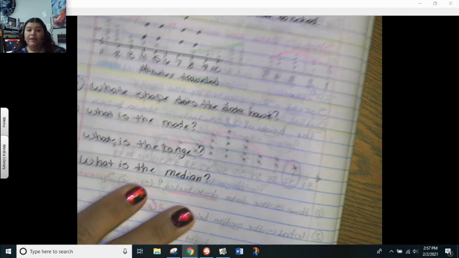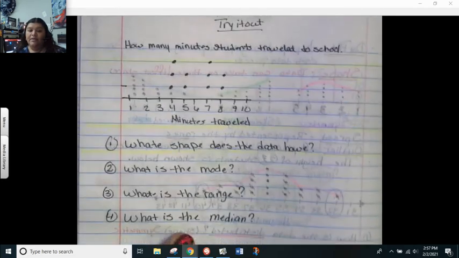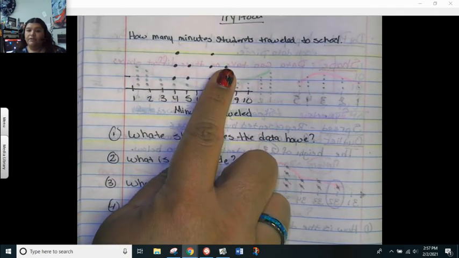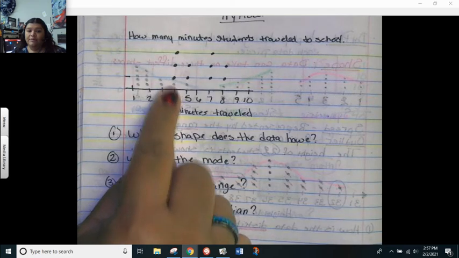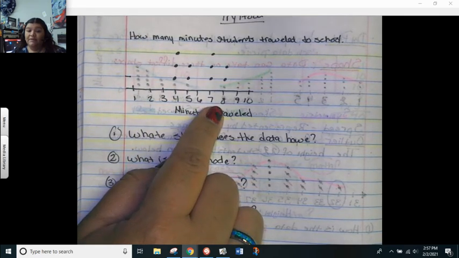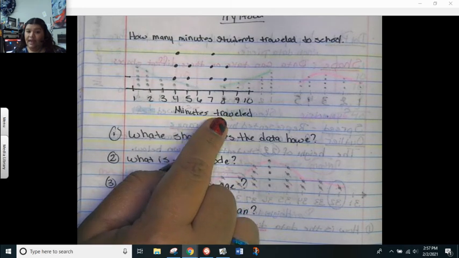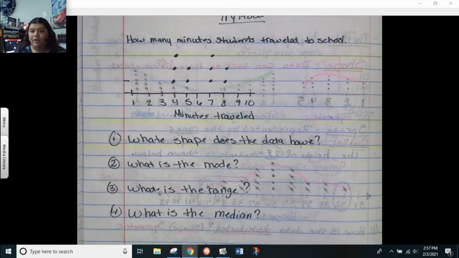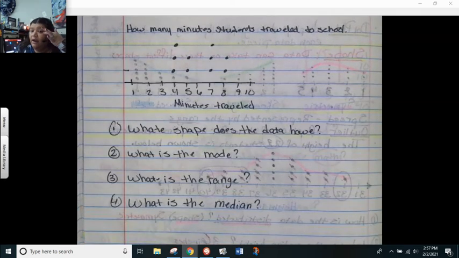All right, let me get my book. Here I used a line for every dot. So go ahead and copy that down. This dot plot tells you how many minutes students travel to school. There are 3 dots above the 4 minutes, 2 dots above the 5 minutes, 3 dots above the 7, and 2 dots above the 8. The dots on the other page were kind of confusing. All right, press play when you are ready to see the answers.